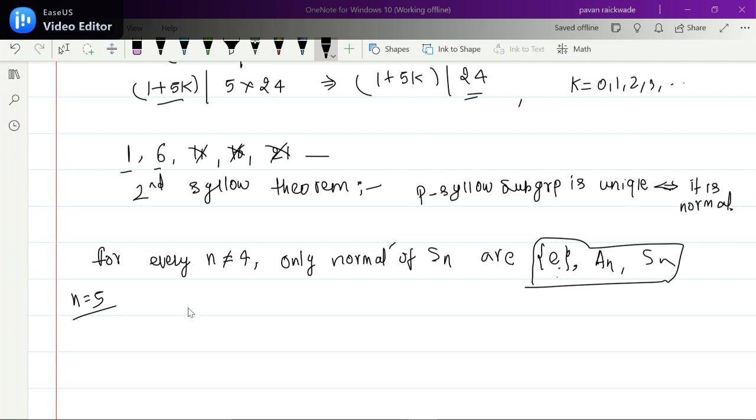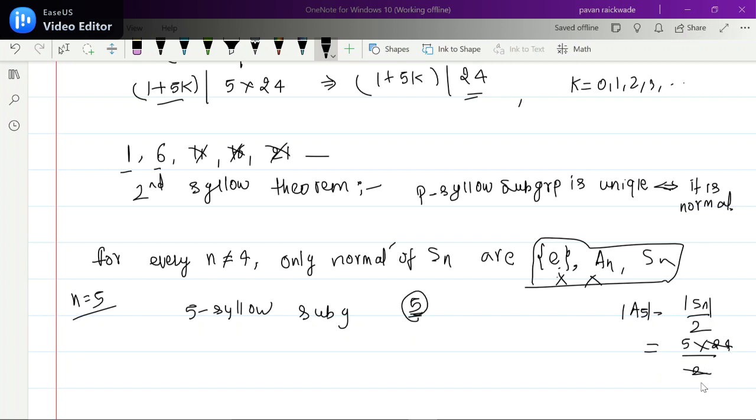And a 5-Sylow subgroup here will be of order 5. So that can't be An, because A5 will be of order 60 here. The order of An is in particular order of Sn divided by 2, so here it will be 5 times 24 by 2, which is 60. So that is not possible, and Sn is not either. So the 5-Sylow subgroup won't be normal in Sn, hence 1 is not the choice. So the number of 5-Sylow subgroups is 6.